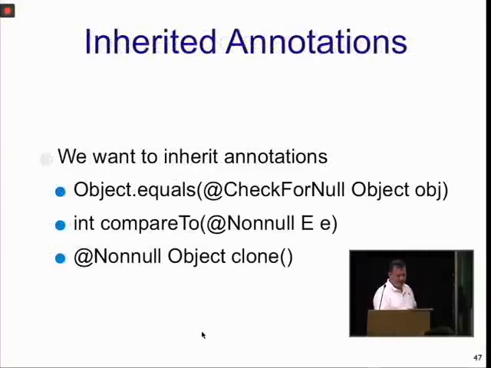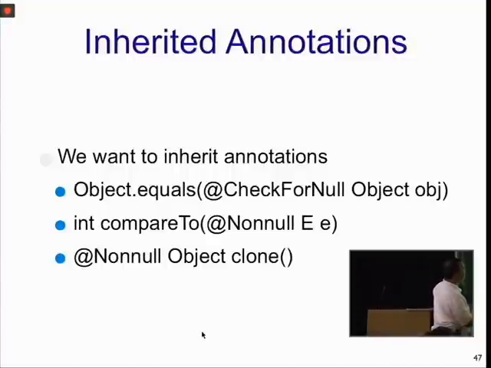OK. Inherited annotations. We also want to inherit type qualifiers. So for example, the equals method, I futzed on names, whether it's check for null or null feasible. Like I said, I can't decide on my names. But you want to inherit the fact that equals is supposed to handle null. You want to inherit the fact that compareTo should never be passed a null value. Clone should never return a null value. Right? These are things you want to inherit without having to explicitly state them.